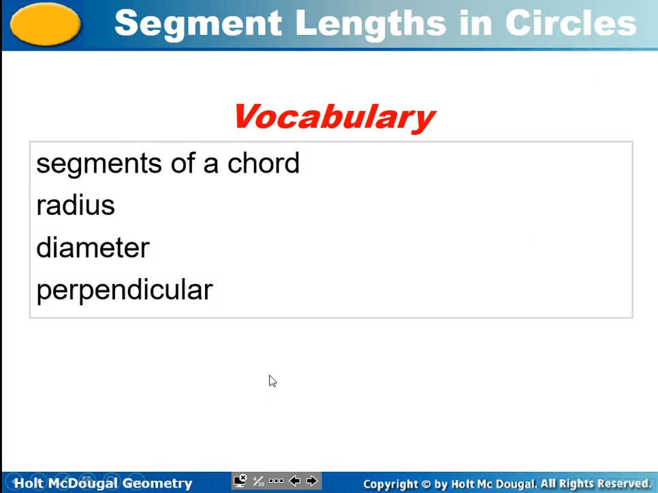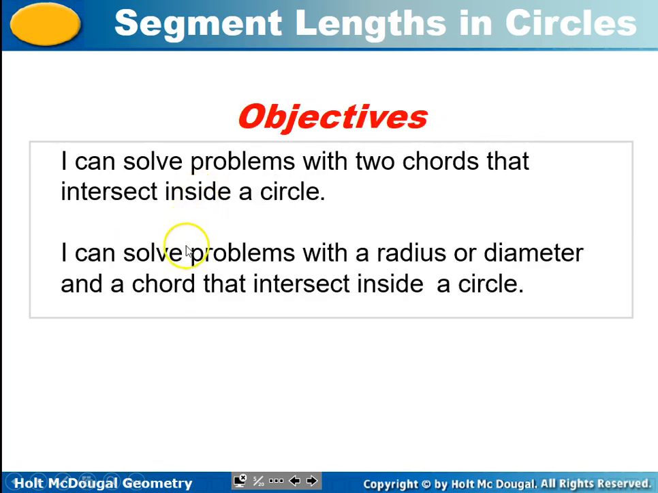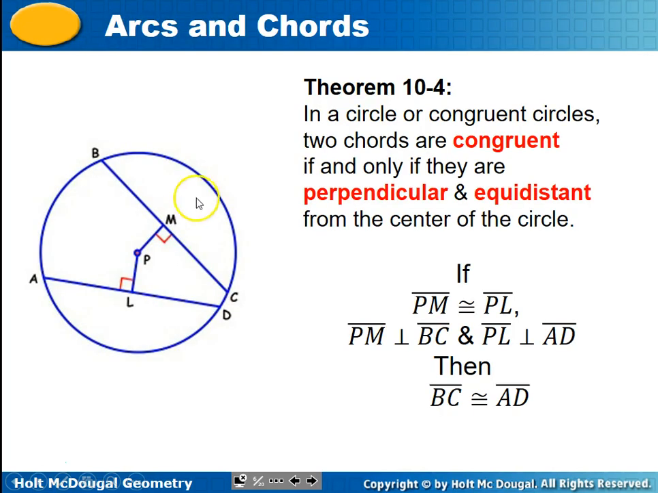So our vocab today is segments of chords, radius, diameter, perpendicular. These three terms right here we have used before. Segments of chords is new to us today. So our objectives are to solve problems with two chords that intersect a circle and solve problems with a radius or diameter and a chord that intersect inside the circle.